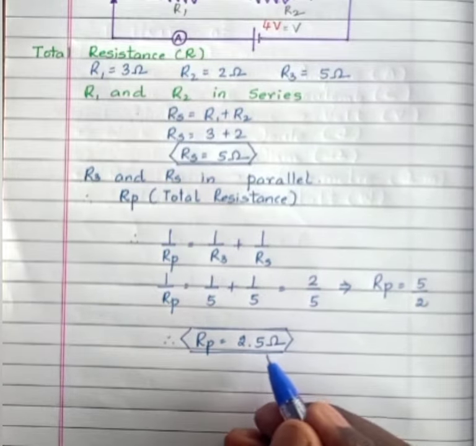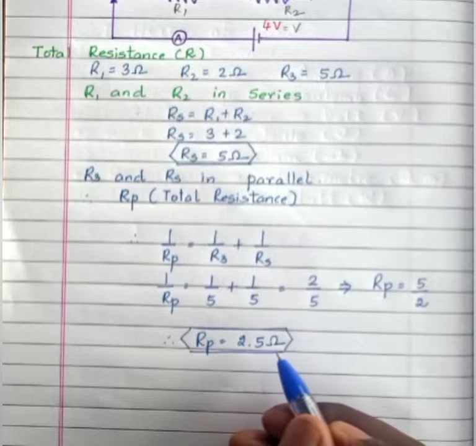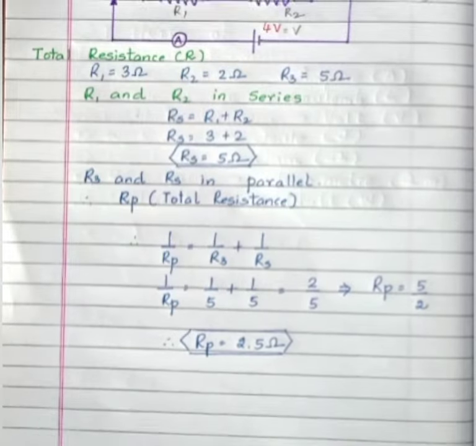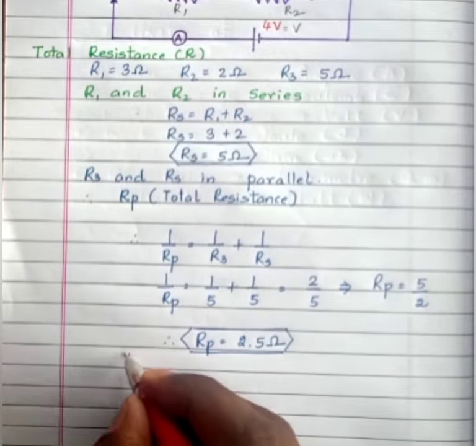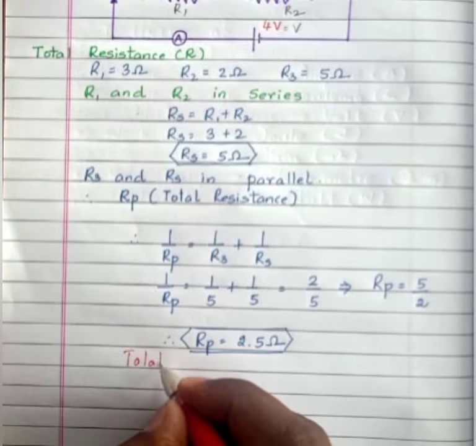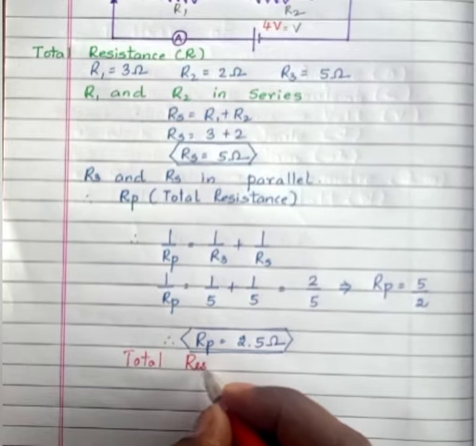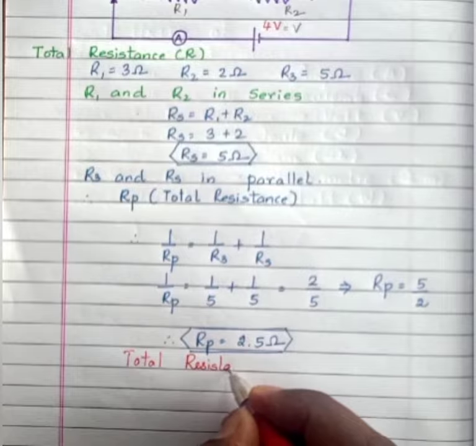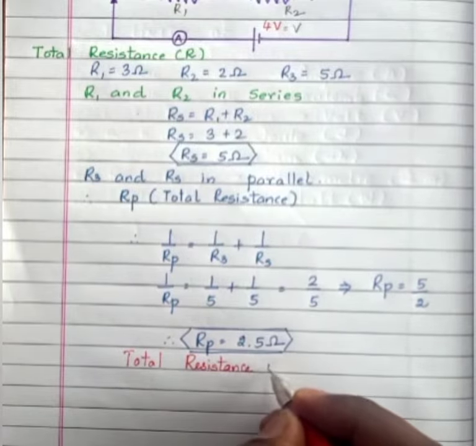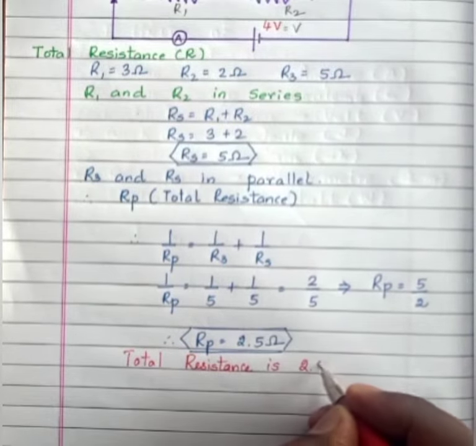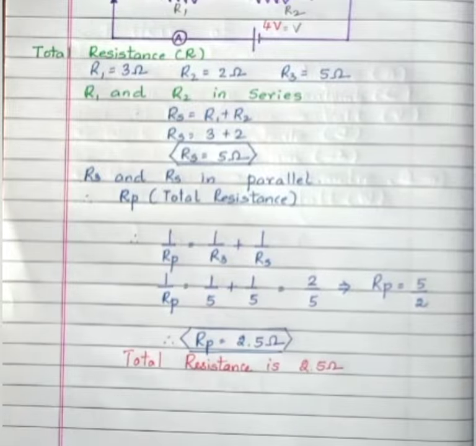Therefore, the total resistance of the circuit is 2.5 ohm. Students, if you understand the connections of the resistances, then we can easily calculate the total resistance of the circuit. Therefore, the total resistance of the entire circuit is 2.5 ohm.